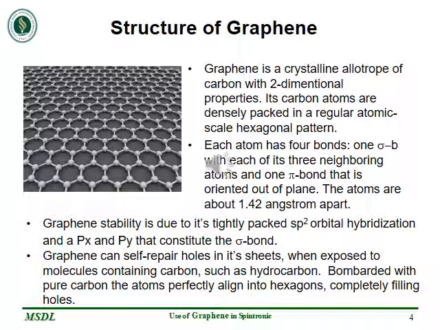It is very thin but stable, and its stability is due to orbital hybridization of s, p in x direction and p in y direction that constitute sigma bonds. This is responsible for most of the notable electronic properties of graphene. Moreover, it can also self-repair holes in its sheets when exposed to molecules containing carbon. Bombarded with pure carbon, the atoms perfectly align into hexagons, completely filling the holes, so it has a self-repair property.